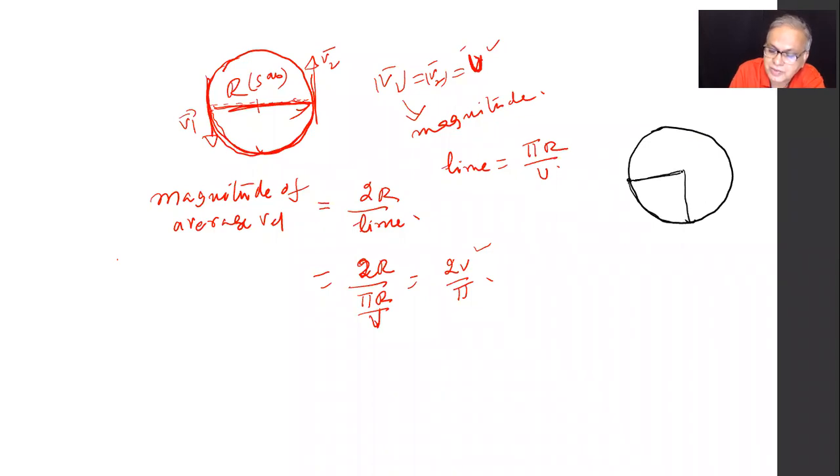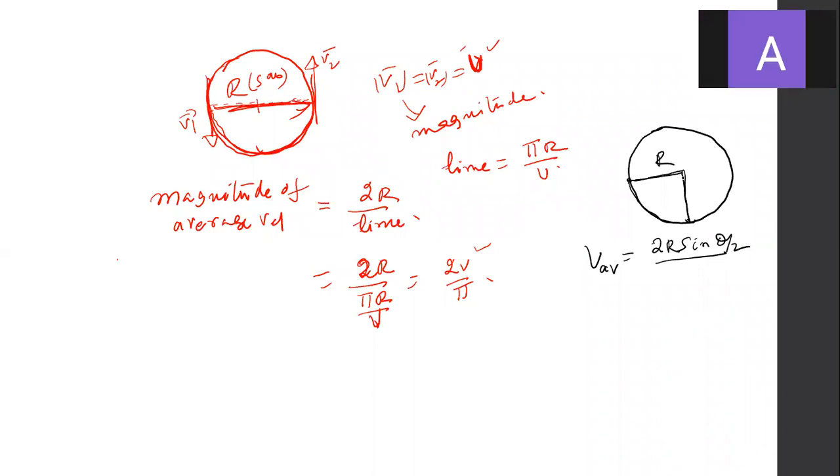Actually, in fact, I can use my old formula. What is that? V average equals displacement. Displacement is 2R sine theta by 2. If this is the radius, displacement is in general 2R sine theta by 2. I told you, look back at that question. By time.